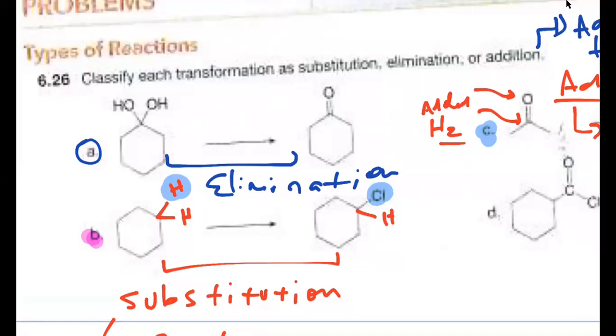So elimination is exactly what it sounds like. It's the loss of an atom or a functional group to form a pi bond.